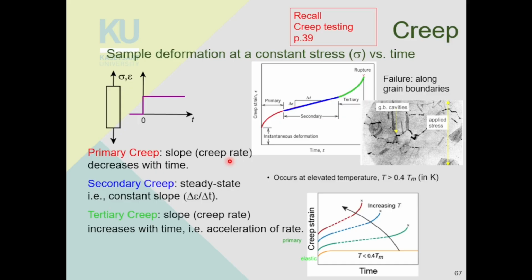Okay, creep. Recall creep testing on page 39. When you apply a constant stress, right? So this is a graph of time and stress and strain. If you apply a constant stress, you should get a constant strain. That is usually the case if the temperature is less than 0.4 Tm. But if the temperature is more than 0.4 Tm, or 40% of the melting point, you start to get a creep curve, just like this, when the x-axis is time and the y-axis is creep or strain, and the slope is the creep rate.